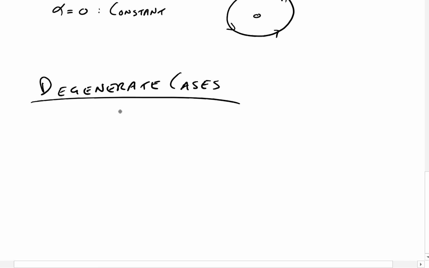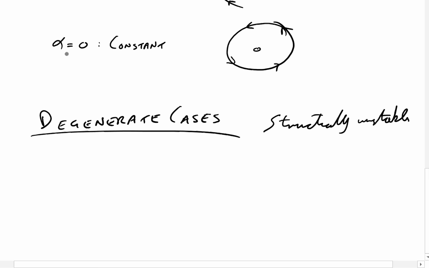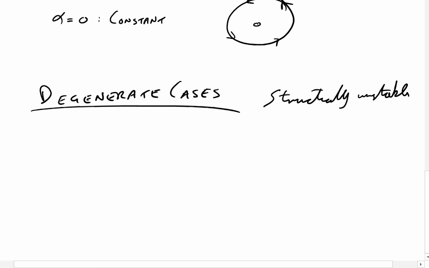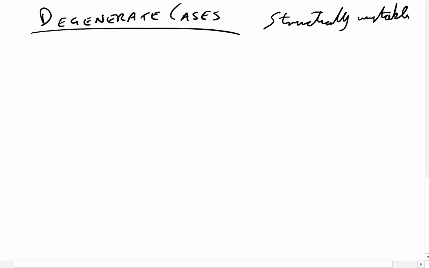So in other words, all of these degenerate cases are always going to be structurally unstable. And like I say, when we looked at the case where alpha was equal to 0 and we got a constant, we're not deviating from the circle. So we're not coming in towards the equilibrium point, but we're not moving away from it either. So it's degenerate because that quality isn't satisfied. This is an example of a degenerate case, but there are 2 different types of degenerate cases that we're going to look at in this video.